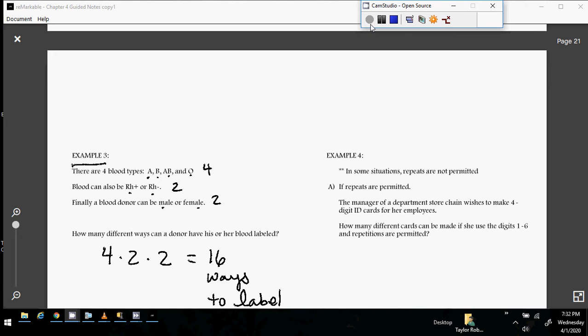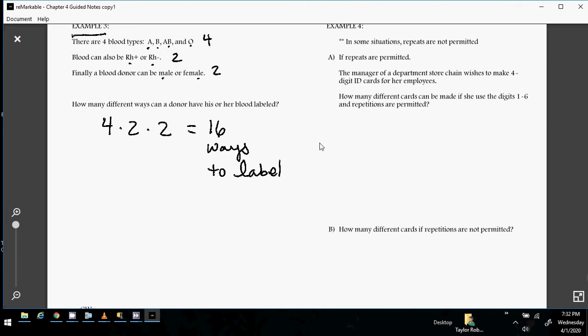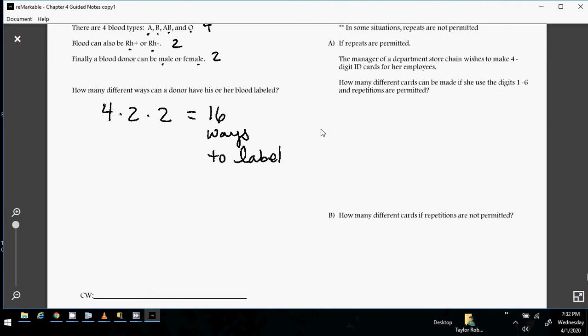Legitimately, probably one of the easier lessons we do. Now, the only hiccup comes when we do stuff like example 4, where it says in some situations, repeats are not permitted. Okay, so in this case, a manager at a department chain wants to do a 4-digit ID card. So that means that there are 4 spots for numbers. I like to put in X's as placeholders so that I can see those 4 digits.